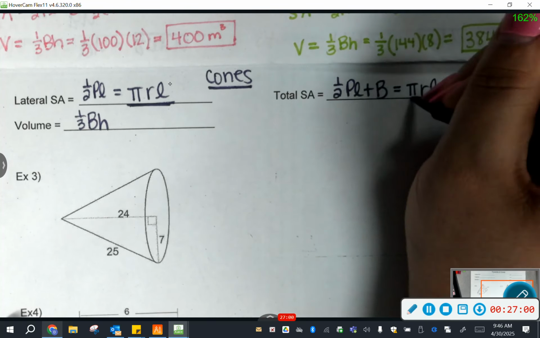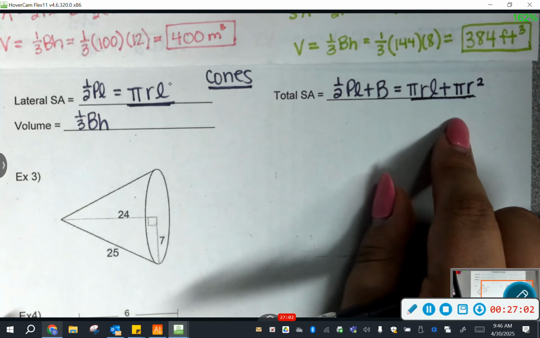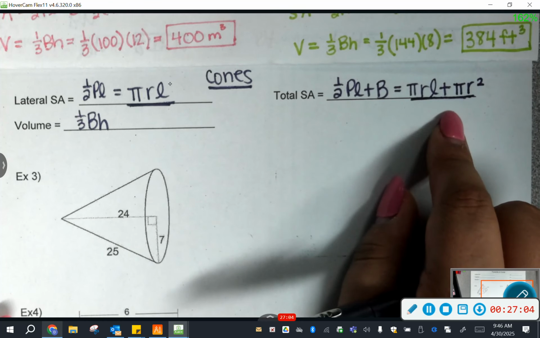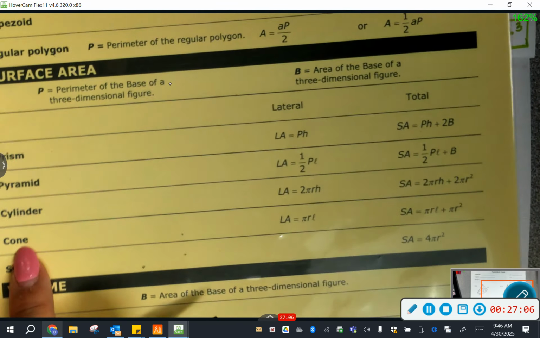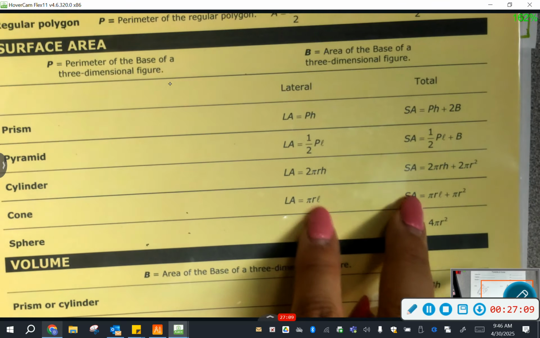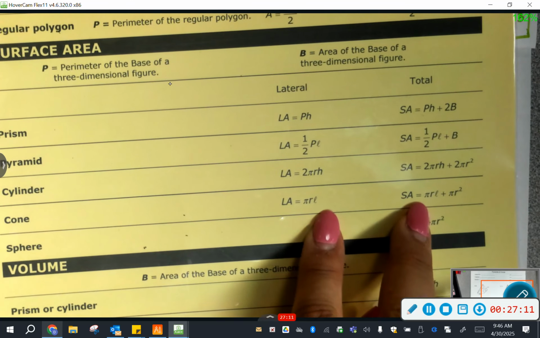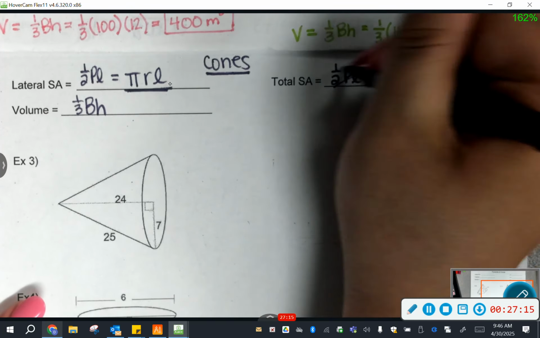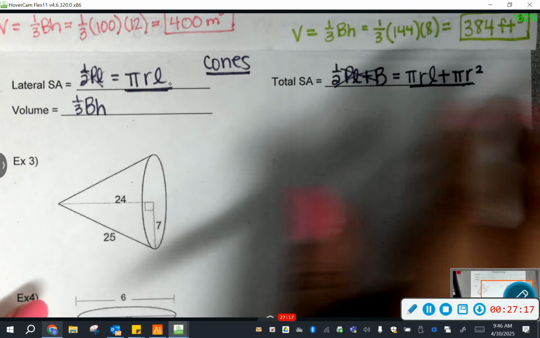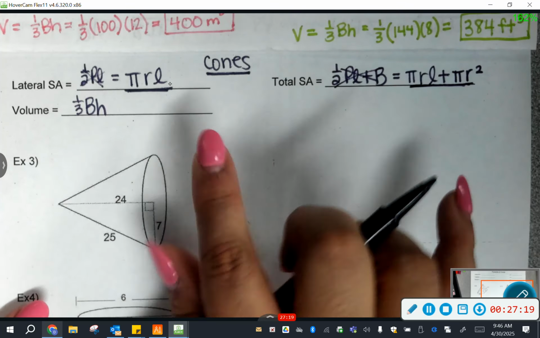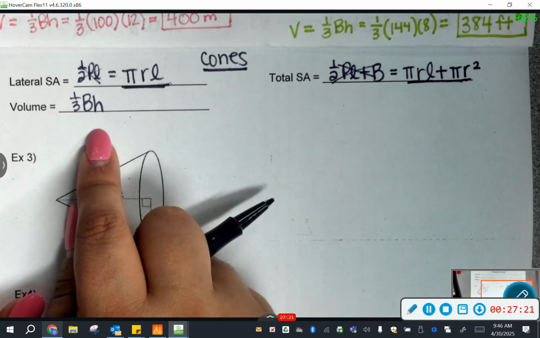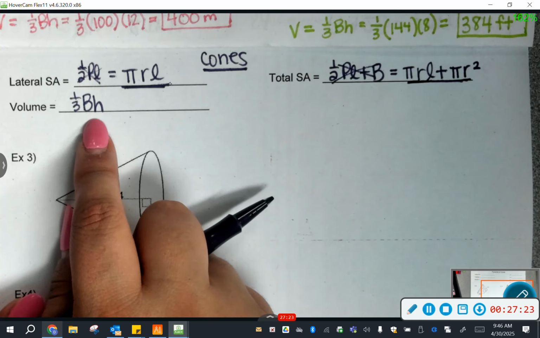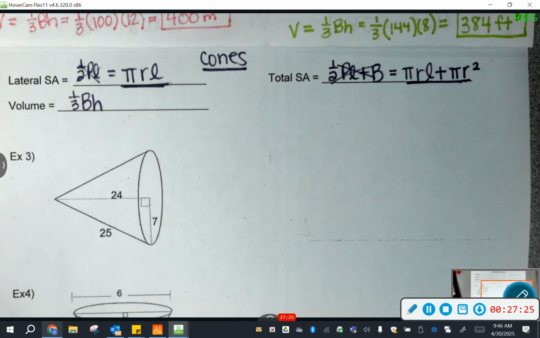Do you have to memorize this? No. I am giving you this. It literally says, here you go, cones. So the day of the test for cones, these two will be there. It won't be the ones in front. So if you want to cross those out, know that they're the same, but these are the ones you're using. Unfortunately for volume, this is what they give you, so we're going to talk about that in just a minute.